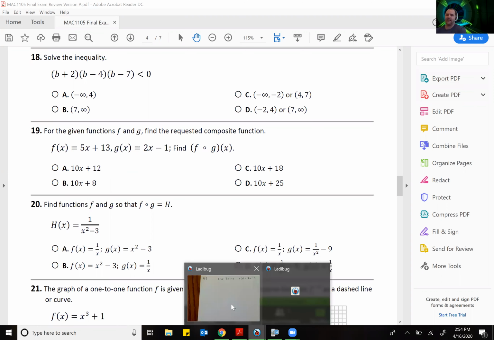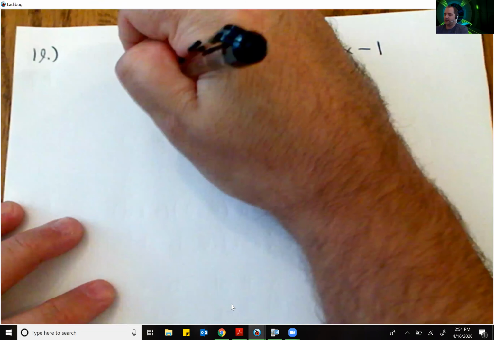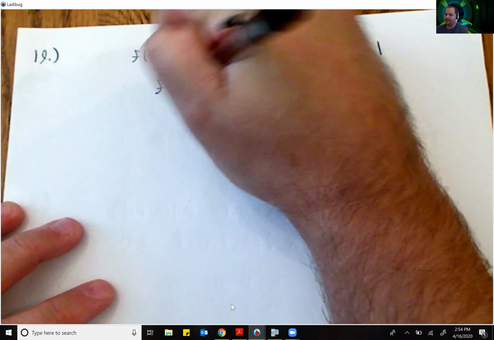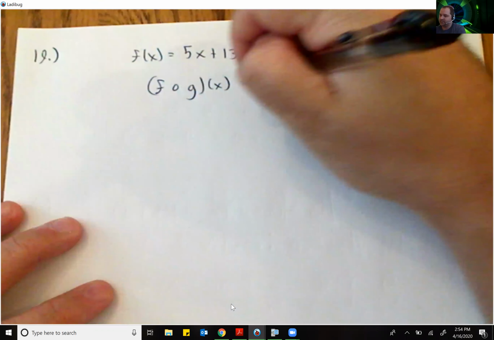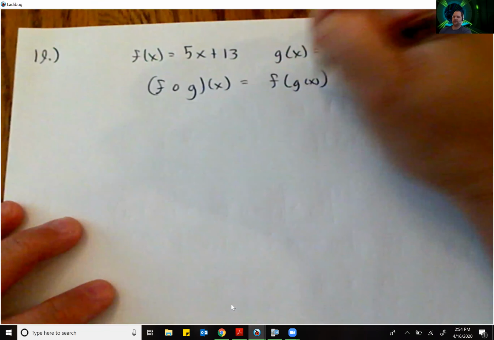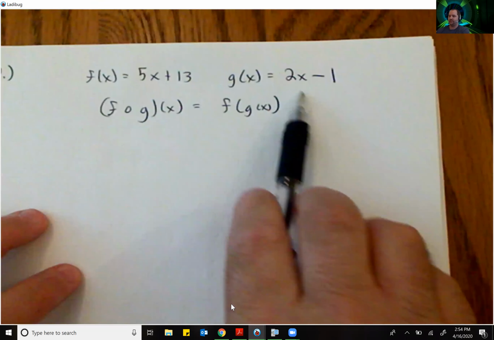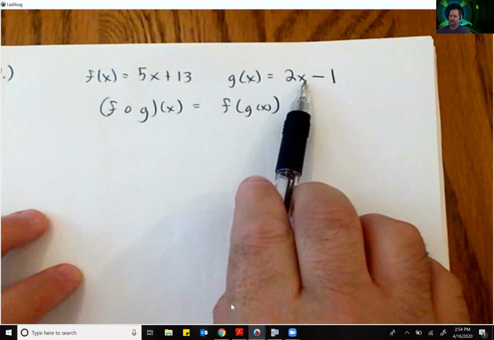And again, as I said, it wants us to run f o g. Or another way to write this is f of g of x, like that. Take the g function, plug it into f.